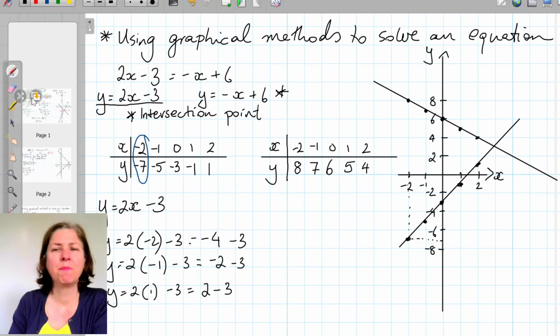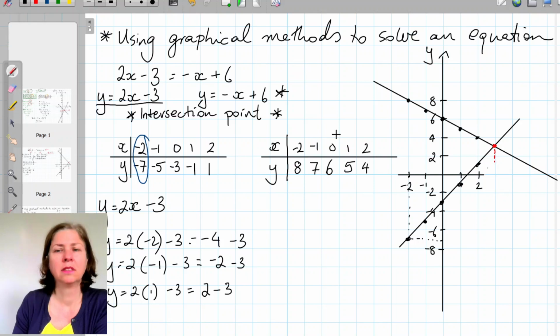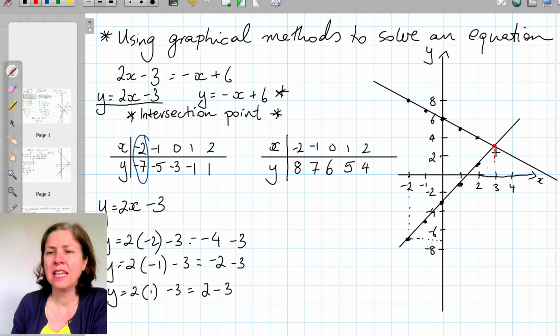Now, being really accurate with your graph is important for helping you to find the solution, because what I'm looking for is the intersection point. That is the point where the two lines meet, and it happens right here. And what I want to know is, what is the x value when that happens? I should really have extended this a bit further. I can fix that. I'll just rub that out and extend my horizontal line a bit so that it goes out to here. And so I've got 3 and 4.